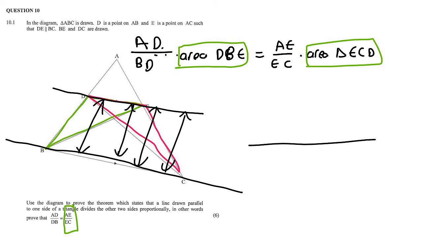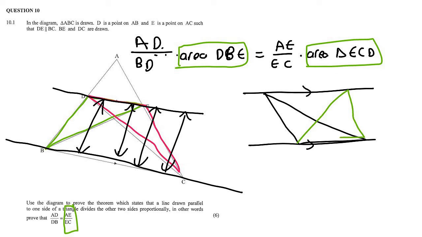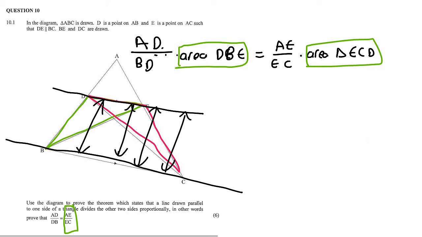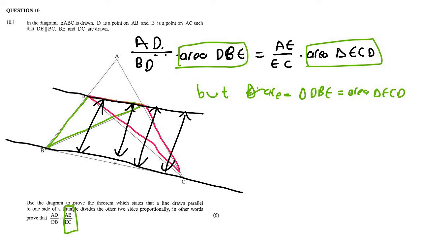I'll quickly show you here. If I have two triangles, and those two triangles are in parallel lines, no matter how I draw the triangles, their vertical heights have to be the same. So these two triangles have the same base and the same height. So surely their areas are exactly the same if area is half base times height. So we can say, but area of triangle DBE is the same as area of triangle ECD. And you can just say which lines are parallel for that. So you can say DE is parallel to BC.